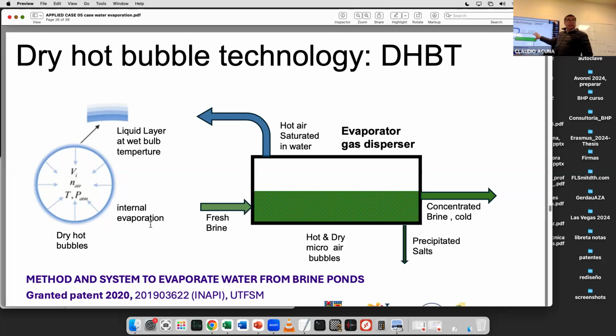So that is the conceptual design. You put fresh brine here. What is the air bubble here? You inject hot air bubbles, and then the air with the water will come out with saturated water. Careful, but when you burst the bubble, you will generate micro droplets of solution. Very tiny droplets. And those will be carried, so it's not pure water.